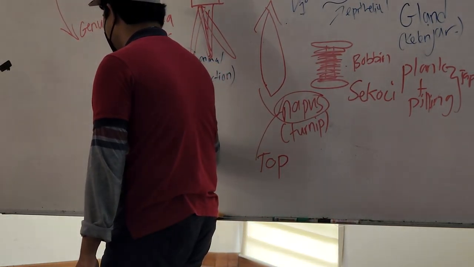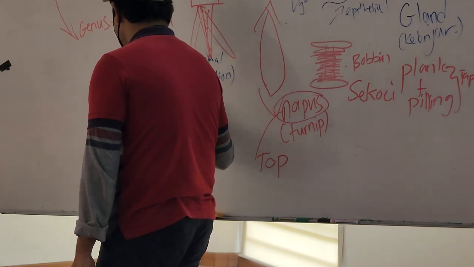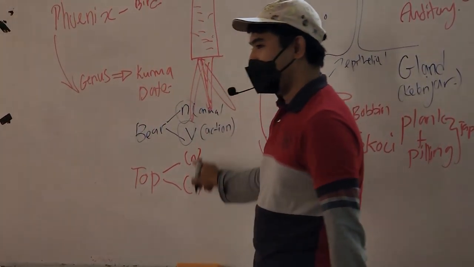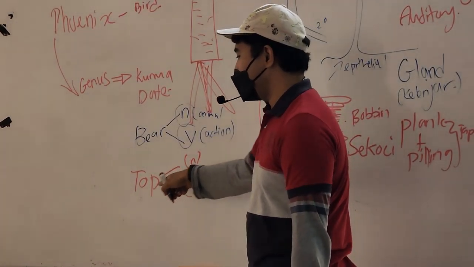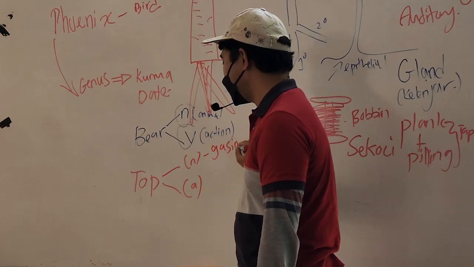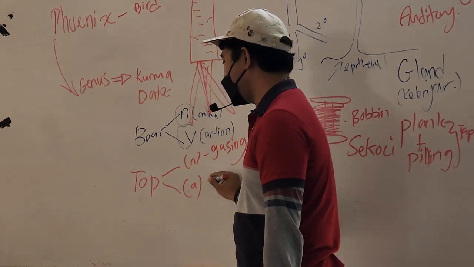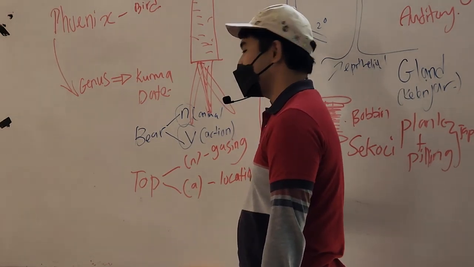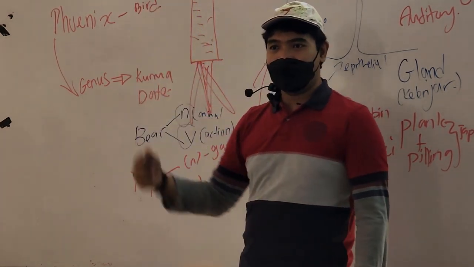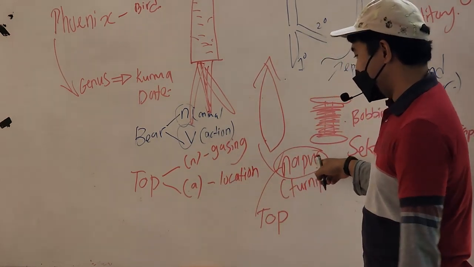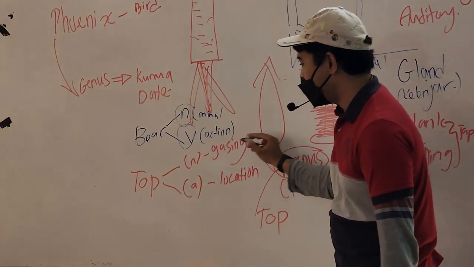I put another example, top, here. It has two meanings depending on the part of speech. If it's a noun, the top is kasing. If it's an adjective, it is the location. Top, you know, at the top of the world. So it depends on the part of speech. So napus actually is the form of top.